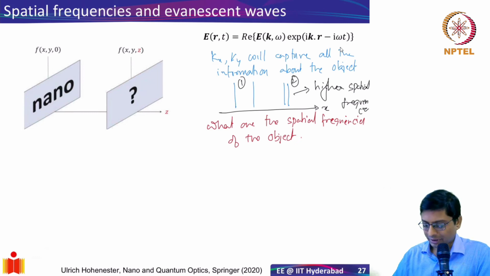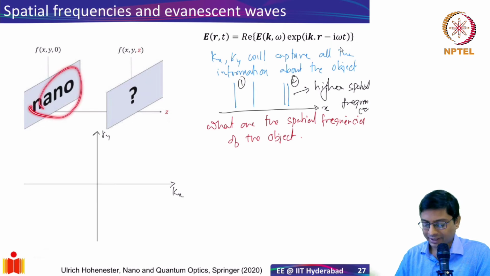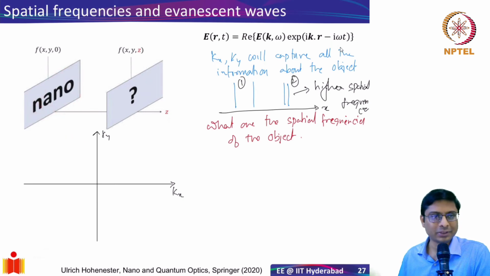Okay, let me try to draw. So like in the previous case, I will draw a kx and ky. I don't know what the harmonics are, but I know that when I have an object like this, I can decompose it in the Fourier plane as a combination of spatial frequencies.